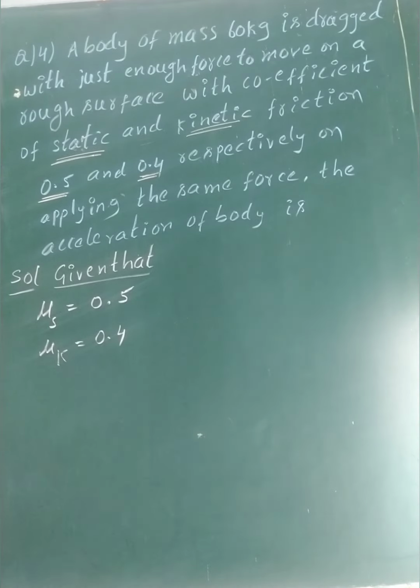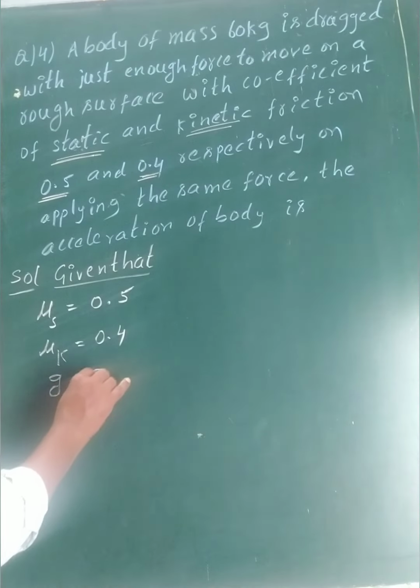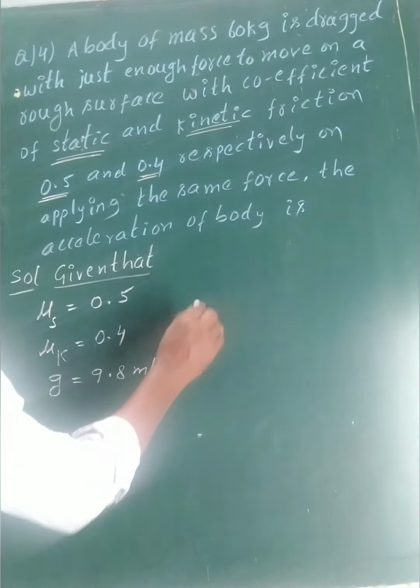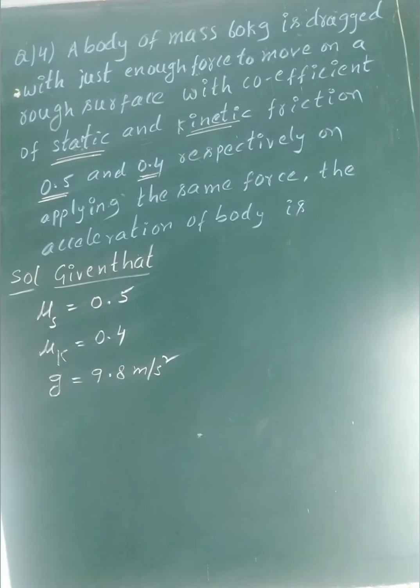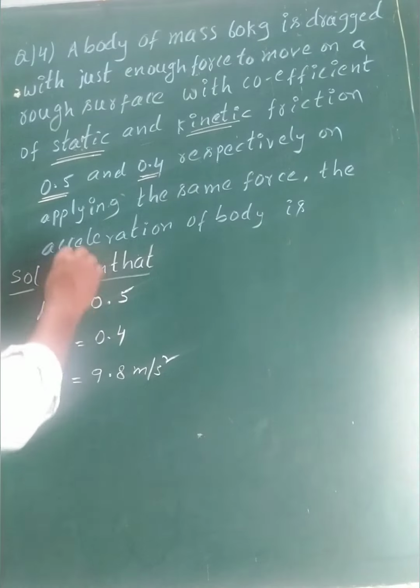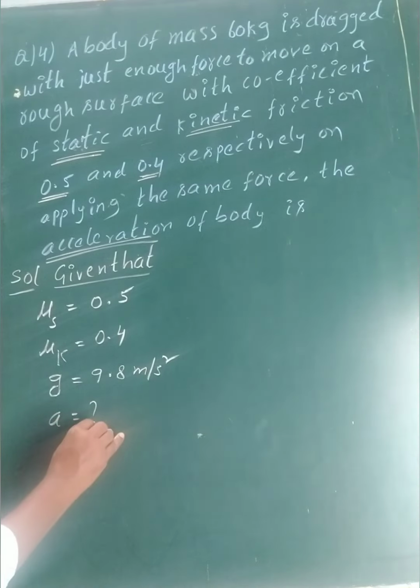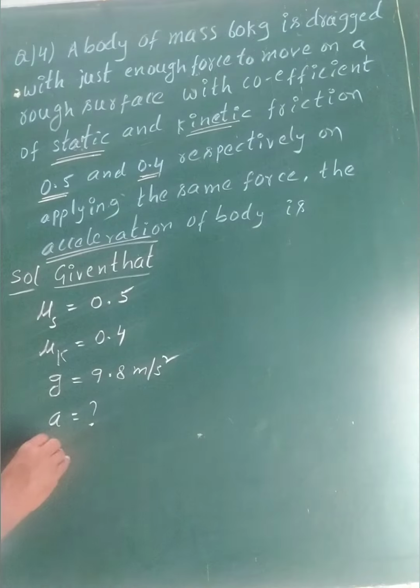Acceleration due to gravity, g value, it is a constant, we remember, 9.8 meter per second square. Now what we have to find: acceleration of the body, so A is a question mark. Now write the formula.